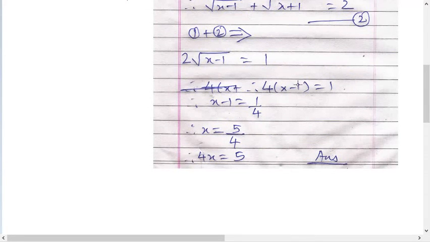This is normal solving, as we solve normal brackets. You can also square here itself: 4(x − 1) = 1. Then 4x − 4 = 1. Take 4 to the other side and you get 4x = 5. That's the required answer. Anyway, you can do it either way.